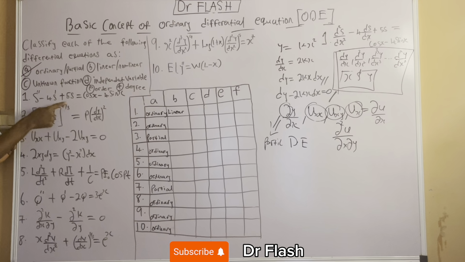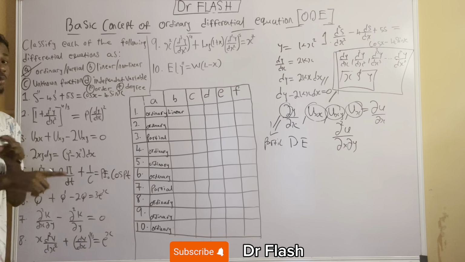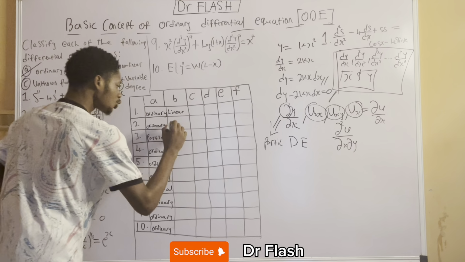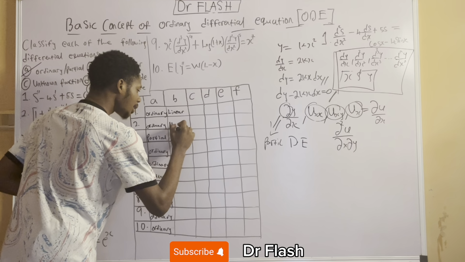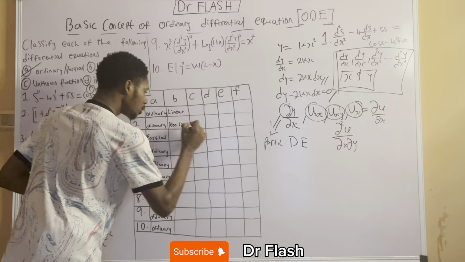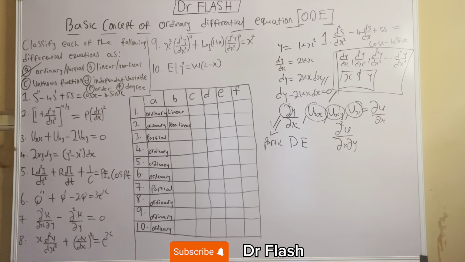Then for number 2, you notice there is an external bracket and a power 4 over 3, and this one is having 2. So you notice that the derivatives are having an external bracket and a power. For that reason, we pick them to be non-linear. So for this one, I'm going to come here and say it is non-linear. That is the trick.